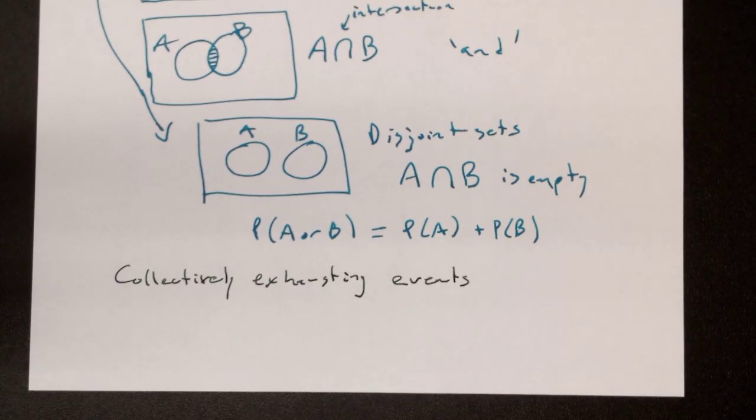Events are collectively exhausting if they cover the whole sample space. Most of the time, we're just looking at a pair of events. So I want to think of two events as being collectively exhausting if they have no leftovers. Everything is covered.